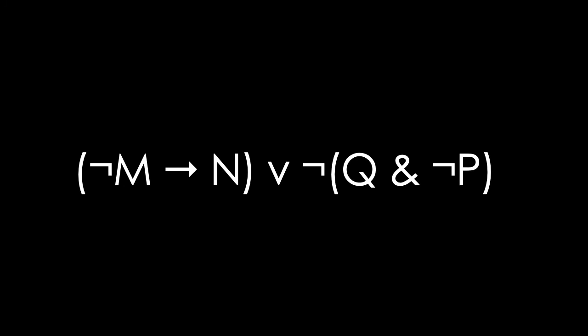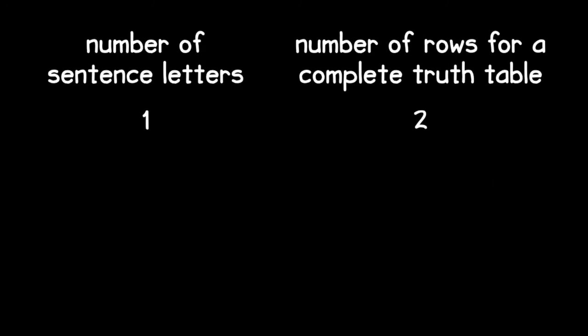Now consider this sentence. Either, if not M, then N, or it is not the case that Q and not P. How long would a complete truth table be for this sentence? Well, we know that when we had one sentence letter, there were 2 possibilities. It could be true or false, 1 or 0. So the complete truth table for a sentence that has only one sentence letter in it is 2 rows.